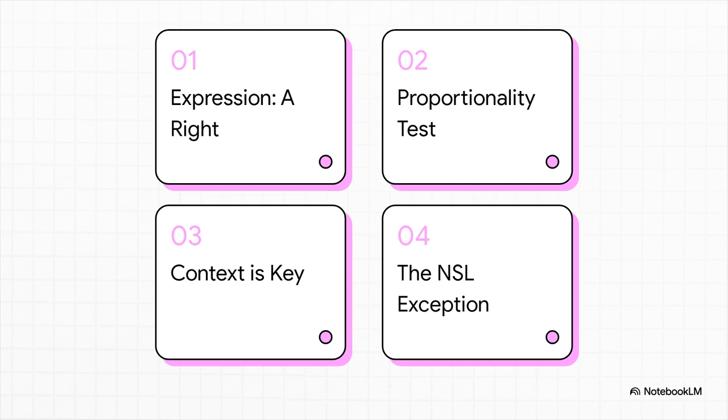First, we establish the right. Second, we pull out our main analytical tool, the proportionality test. Third, we see how context changes everything. And finally, we look at the huge exception, the national security law.